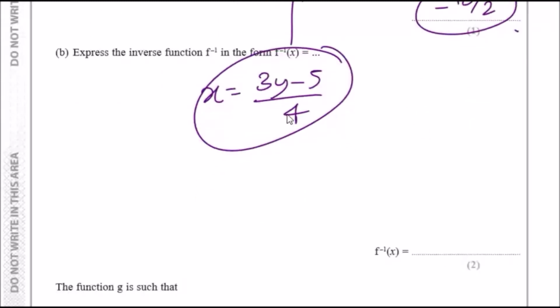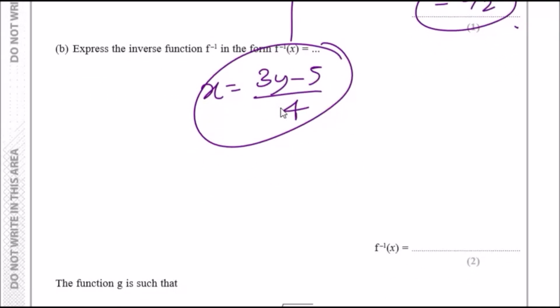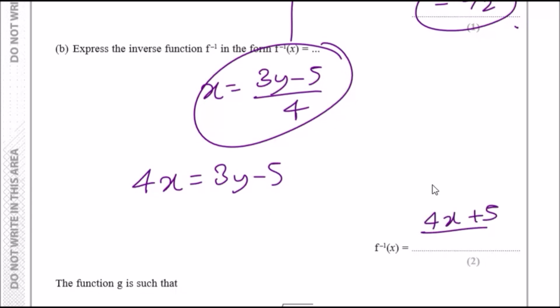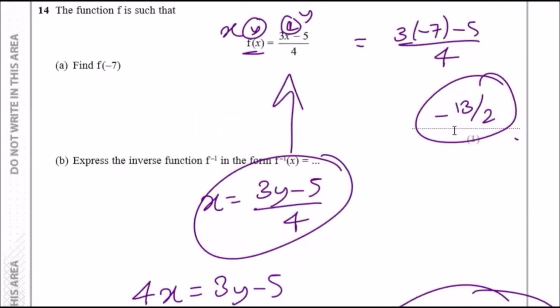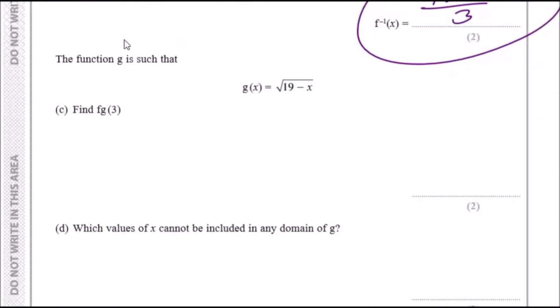Now all you do is make y the subject. To do that, firstly times 4 across to clear the fraction. So you have 4x equals 3y minus 5. And then add 5 across and divide by 3. So you should get y equals (4x plus 5) over 3. And that's it. That is your inverse. It's literally so easy. Now, next one.